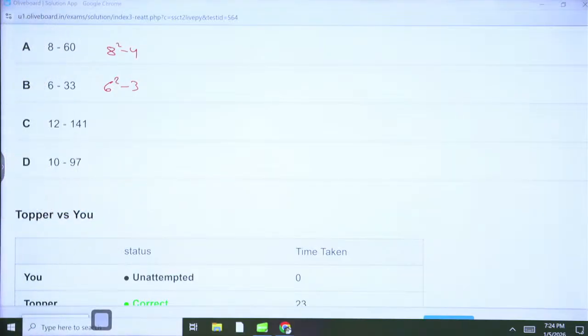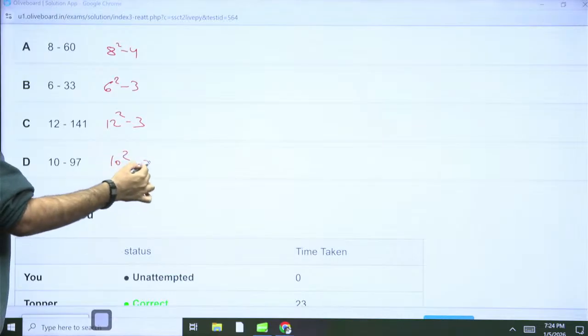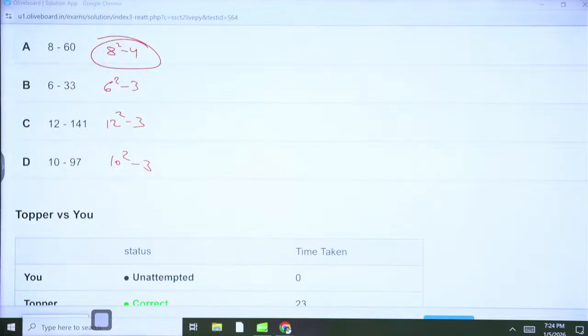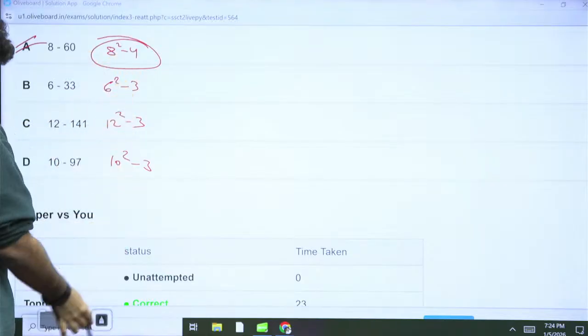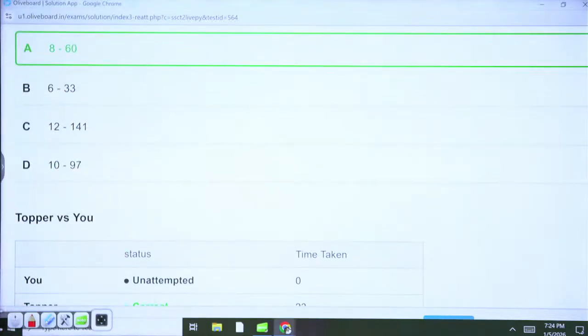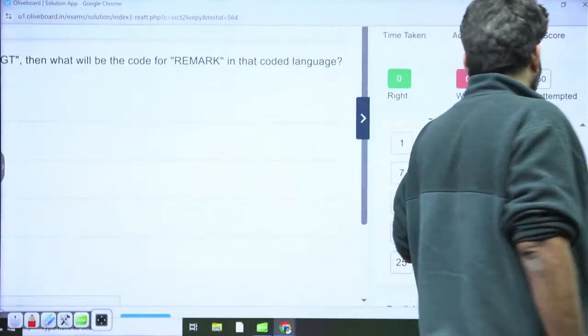What is the third one? It is 12 square minus 3. Fourth one is 10 square minus 3. So this is the odd one out. It's not half of 8 and half of 6 which is happening here. So option A is the odd one out. 23 seconds. Wonderful. Good one. Next.